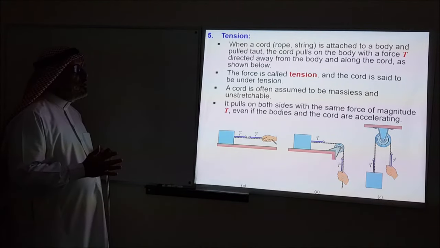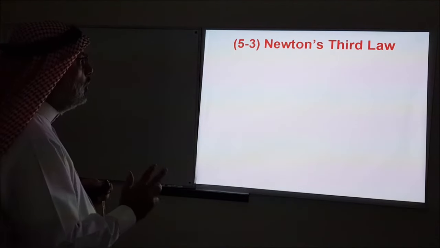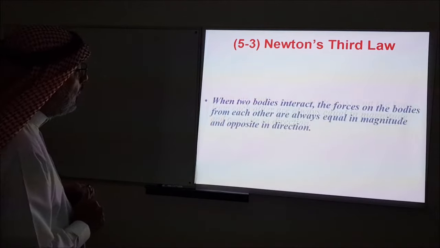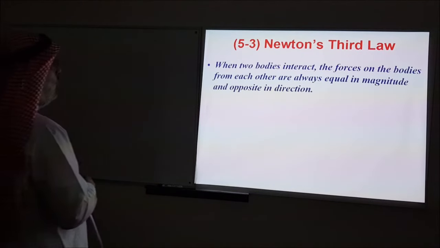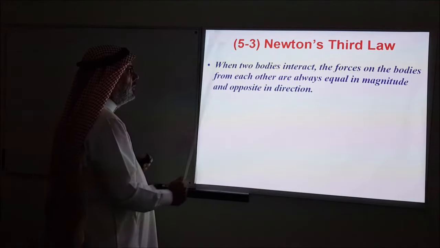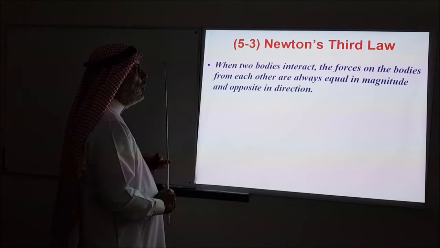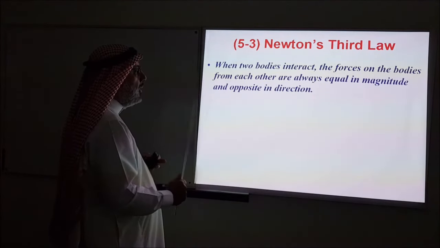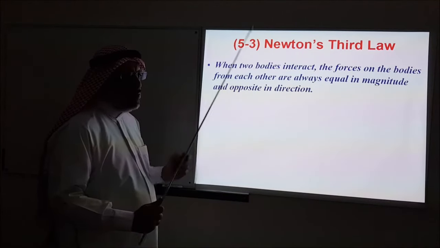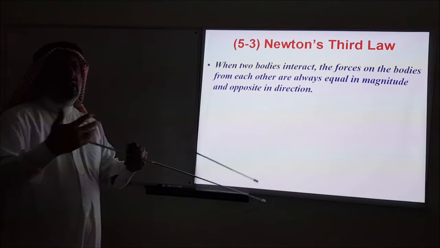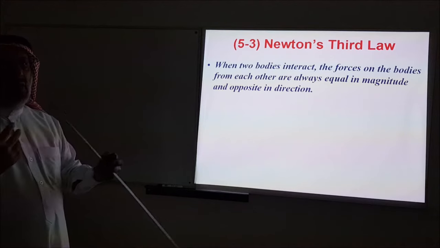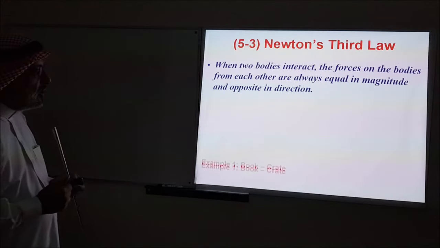We are now in a position to complete our discussion of Newton's laws, and now we will bring in the third law, Newton's third law. It says, when two bodies interact, the forces on the bodies from each other are always equal in magnitude and opposite in direction. That's Newton's third law. When two bodies interact, they exert equal and opposite forces on each other.